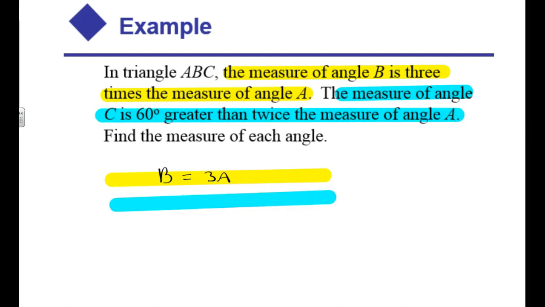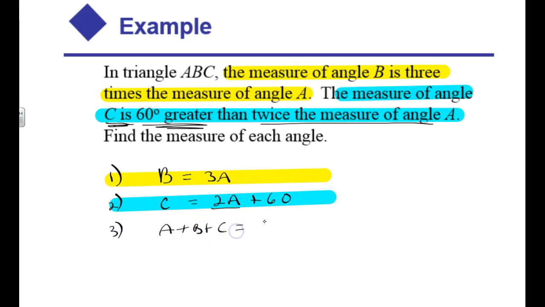So to write the equation, I'll say the angle C is, and I'll write that down, C is, 60 greater, I usually add 60 to something. So I'm going to put the plus 60 out here. Twice the measure of angle A is 2A. And I need a third system. Since I have 3 variables, 3 unknowns, I need a third system. So system 1, system 2 were given, but you need to know that in a triangle, the sum of the degrees of the angles always add up to 180.